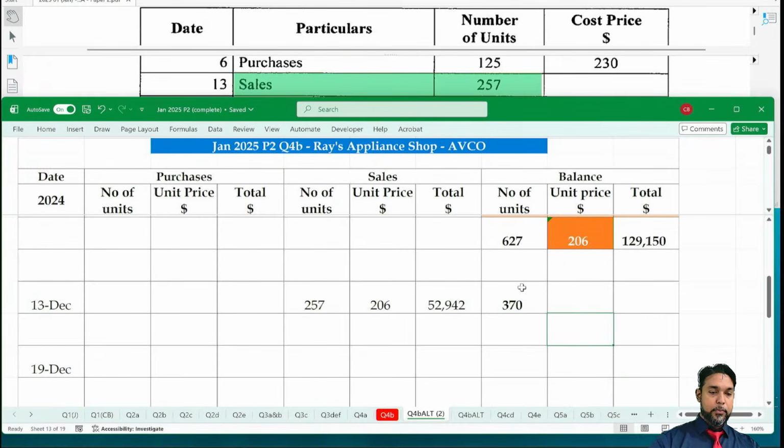Right, so we had 627 units before the sale, and we sold 257. So what we do is we take how many we had, subtract how many we sold, and that gives us how many we have left. And we use the same 206. To get the value at the end, we simply multiply the number of units by the cost per unit. And now we have 76,220.